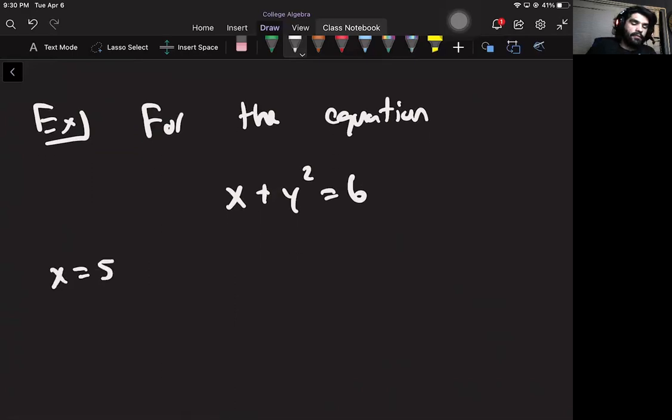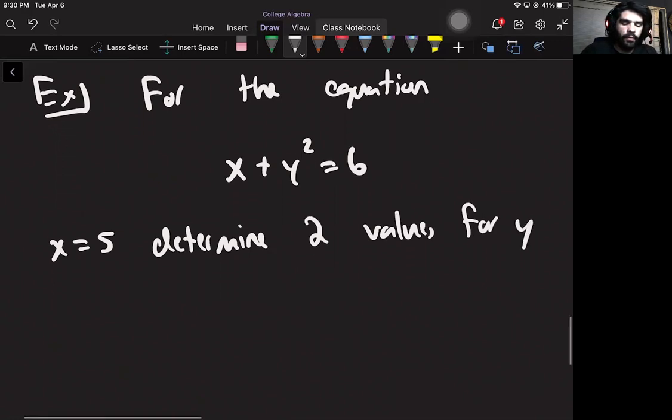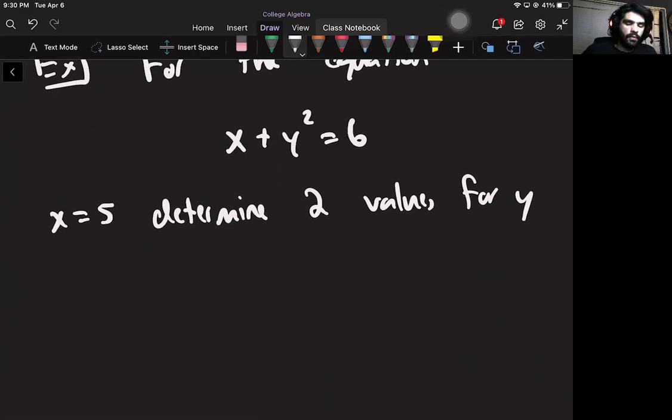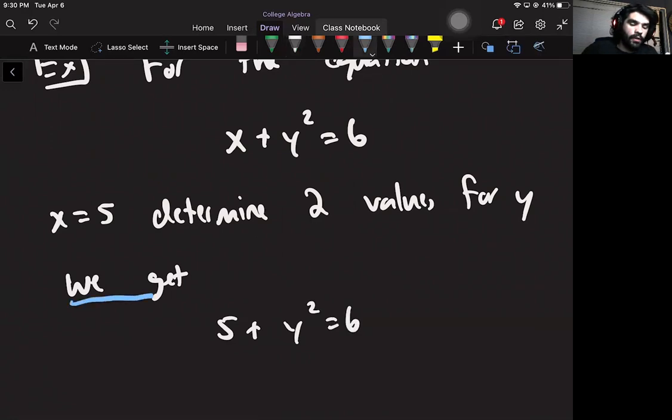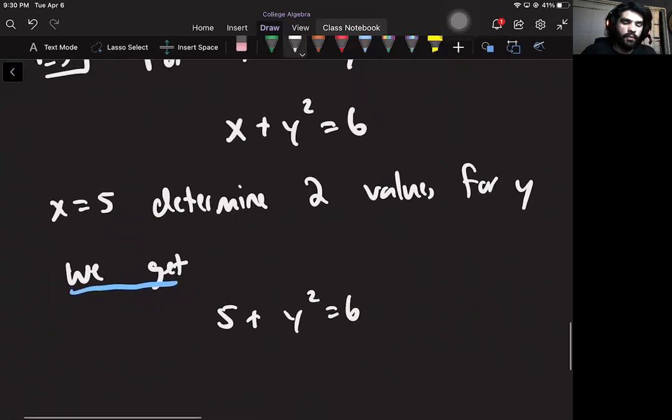X equals 5 will actually determine 2 values for y instead of just 1 like it did last time, where I used 3 and I got 1 value of y. This time I'll get 2 values of y. So let's see it the same way. So we get 5 plus y squared equals 6. You'll notice that I write a lot of words when I do the steps like this, and I think it helps keep things clear. And I would recommend doing it when you do it too, especially if you really need the practice.